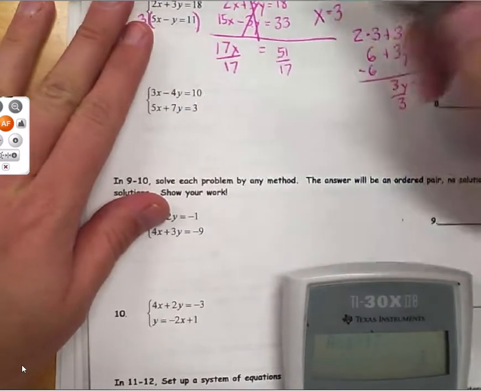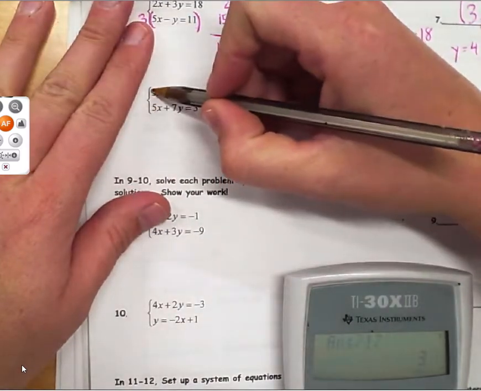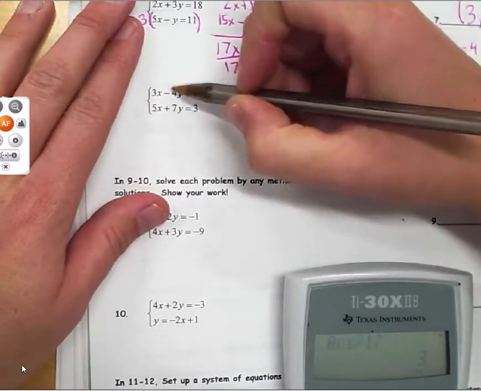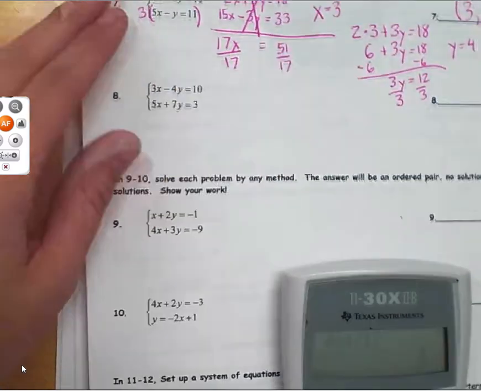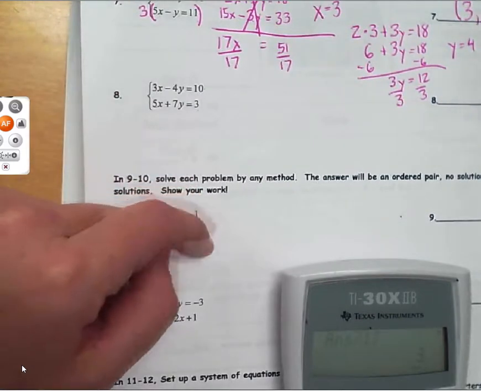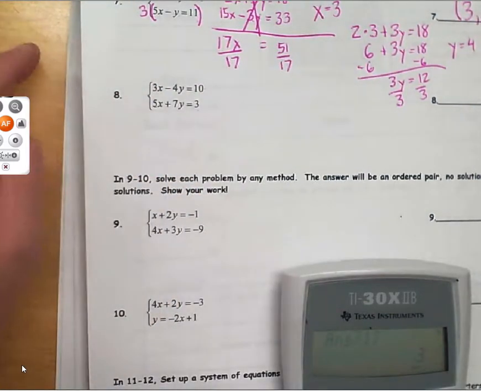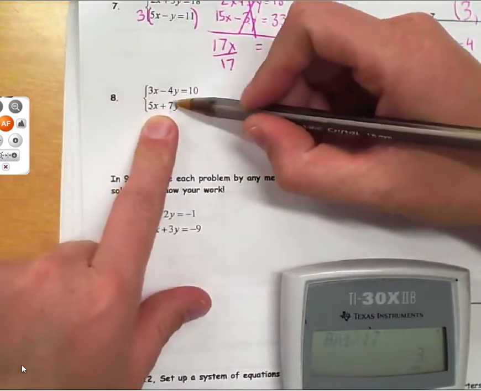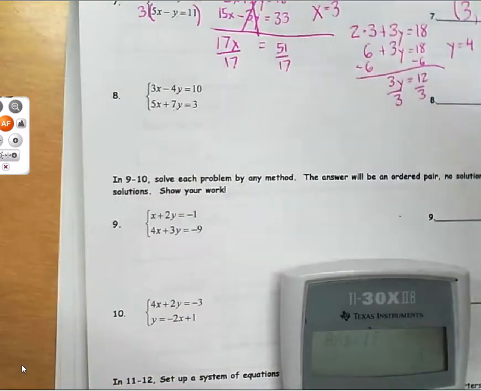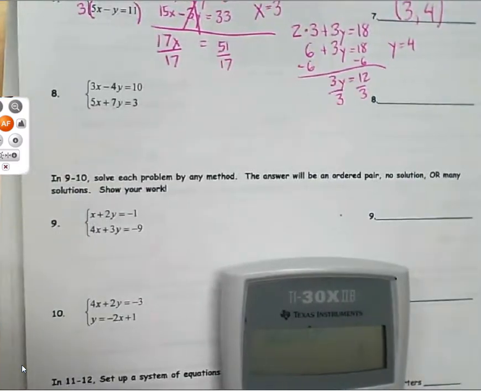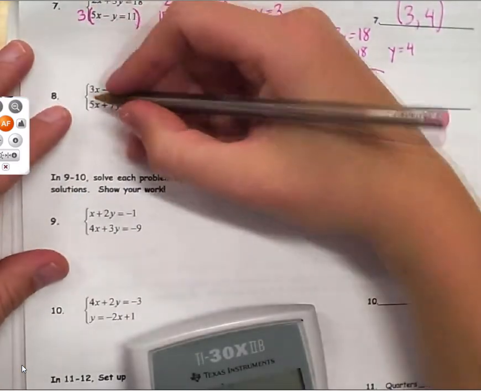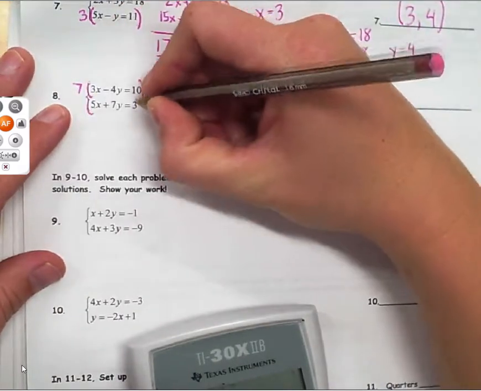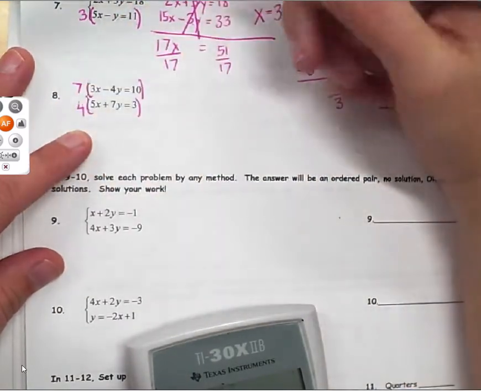So I have two options. I could take this 5 and times it here and the 3 here. Or I could take the 7 and times it here and the 4 here. Honestly, it doesn't matter. I'm going to choose the 7 and the 4. Because this one's already positive and this one's already negative, so I already have opposite signs, and I like that. So I'm going to times everything by 7 and everything by 4.